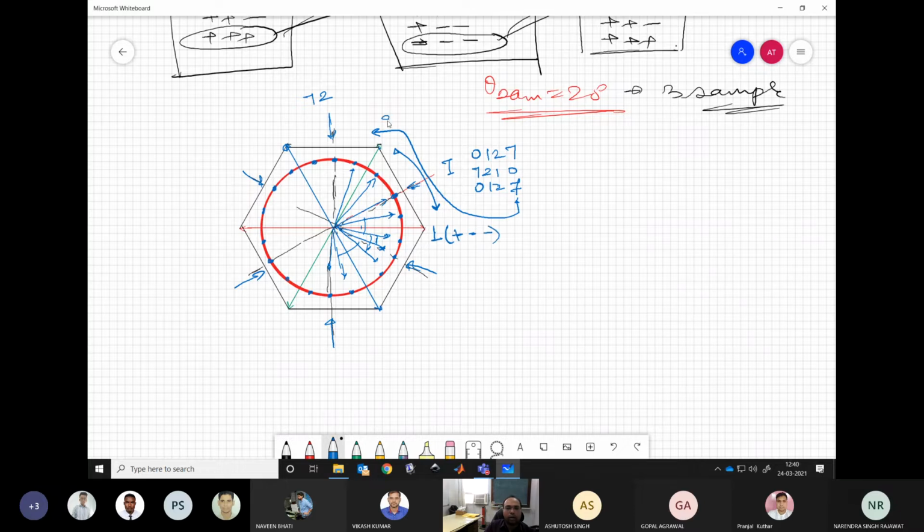Plus minus minus, we have 2 plus plus minus, we have 3 minus plus minus, then we have 4 minus plus plus, then we have 5 minus minus plus, and then we have 6 plus minus plus, and then 0 vectors are at the center. So then what we have applied in sector 1, we have applied 0, 1 to 7, then 7 to 1, 0, and then 0, 1 to 7 for the 3 samples, sample 1, sample 2, sample 3.